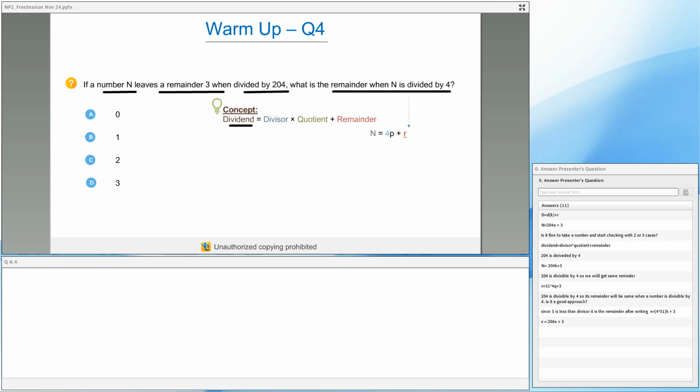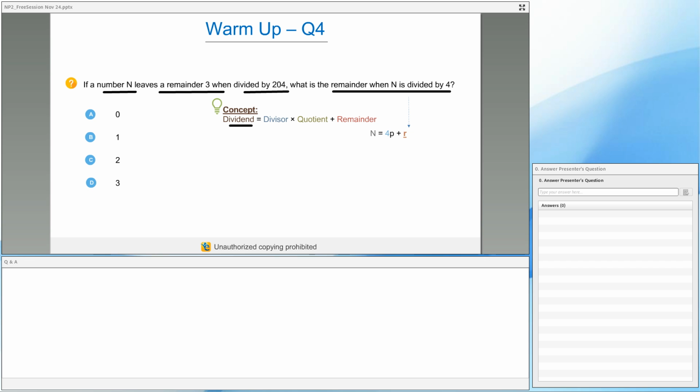Now tell me one thing, what is the constraint on r? Can r be 5? Can r be 7? What is the value that r can take? Less than d. Okay, that's absolutely correct. So this is one thing which you always keep in mind, that the remainder is always less than the divisor. And Jalaj, that's absolutely correct, the remainder can be 0 also. The remainder has to be greater than or equal to 0 and it should be less than the divisor. So if I'm looking for the remainder when n is divided by 4, you should automatically understand that the remainder will be less than 4.